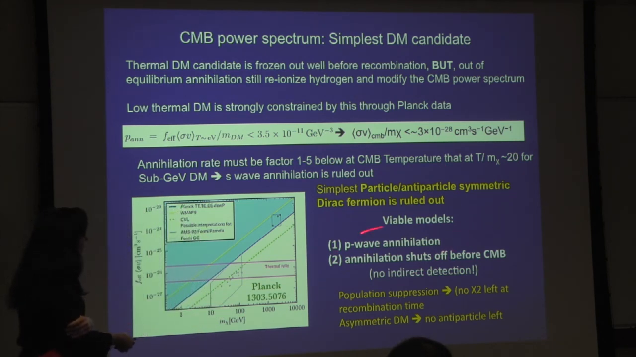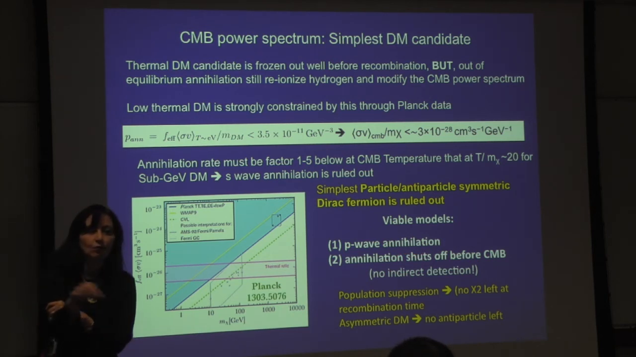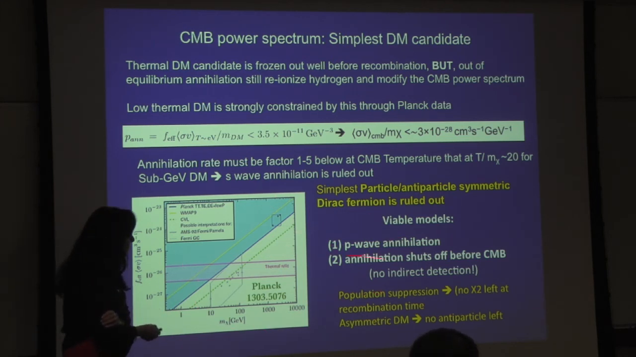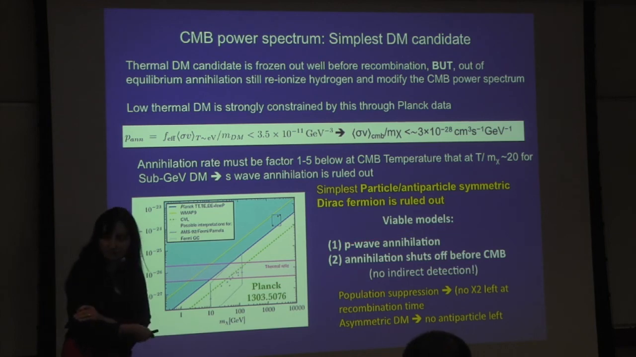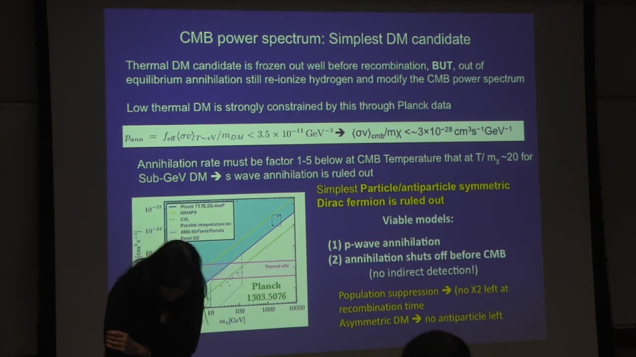But the end of the story is that you need P-wave annihilation in order to survive constraints from CMB at CMB temperatures. Or you can have something that has been shut off before CMB, like for example asymmetric dark matter, or things that have inelastic type of interactions. So to make the long story short, we are going to look for the things that are P-wave annihilated, or we could do it for others.